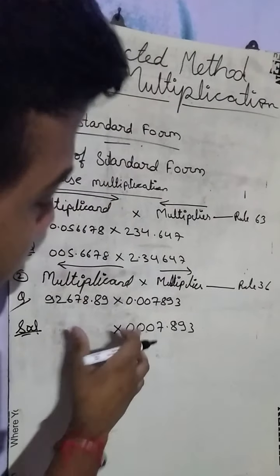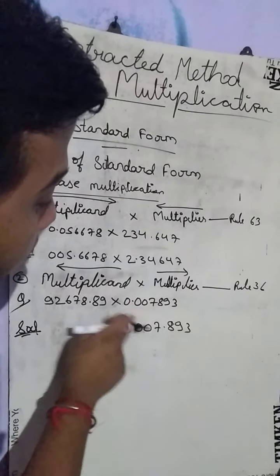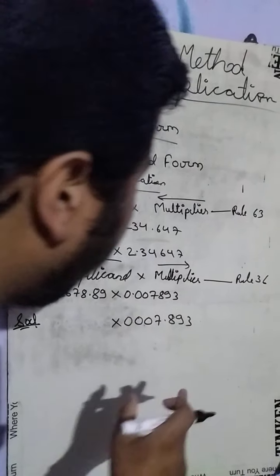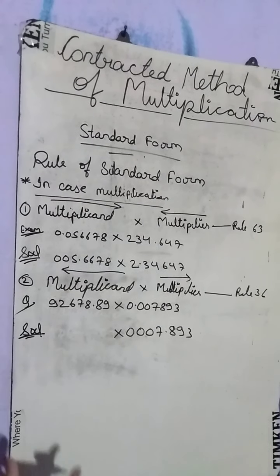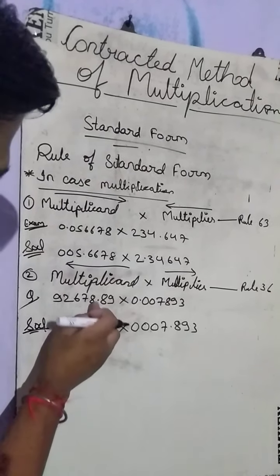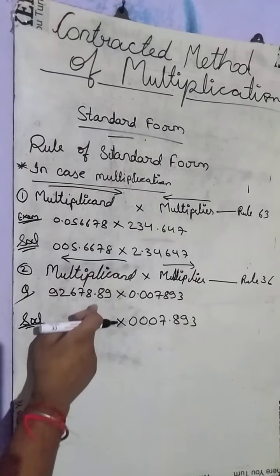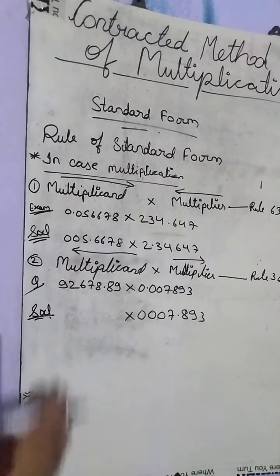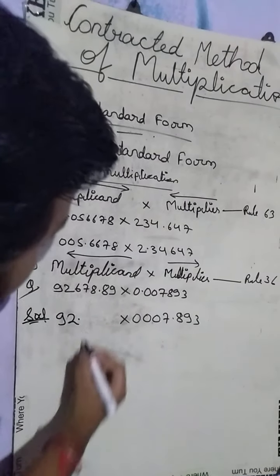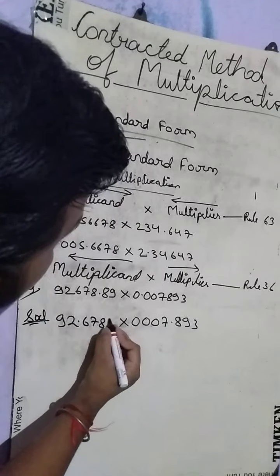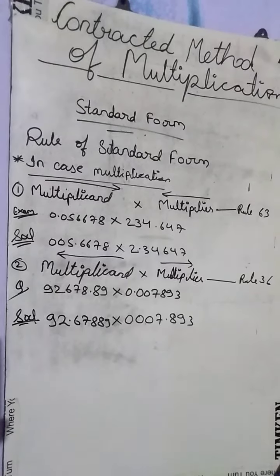In this case also 0 doesn't count. 7.893 means we have crossed 3 numbers, 1, 2, 3. We have decreased 3 number. So in the multiplicand we have to increase 3 number. See, the point is over here, 92,678.89. So we are going to increase 3 number, so it becomes 92.67889. So in every case we have to see the difference.